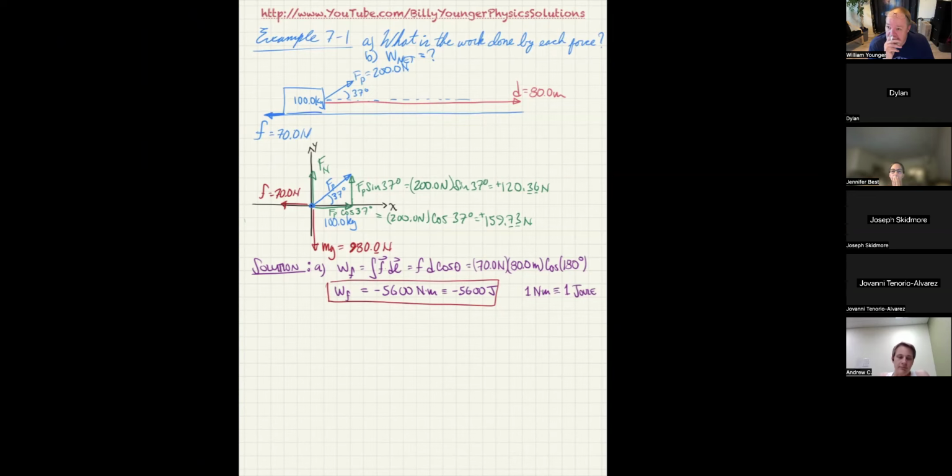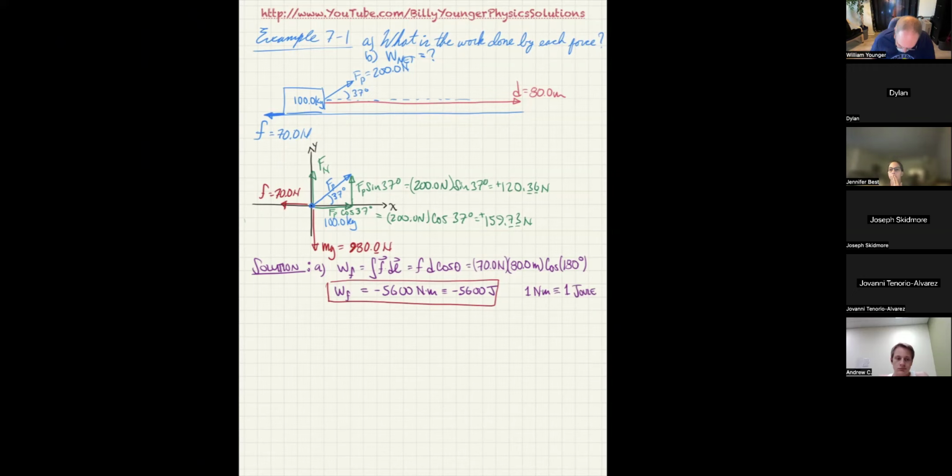Okay, I got you. Yeah, because we only want to count the parts that are actually contributing, and any parts that are making it harder are ultimately going to make it a negative amount of work. The friction is making it harder for us to pull the crate across the floor, so it's doing a negative amount of work. Another way of looking at it is that a negative amount of work means that force is losing. That force is applying a force, but despite that, the object is going the opposite way. So that's another way of thinking about negative work. Does that make sense?